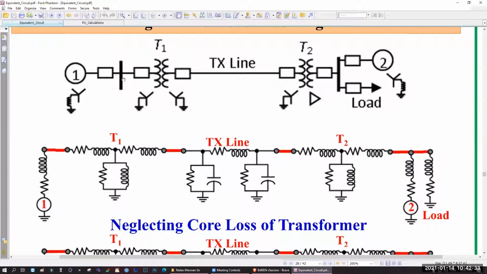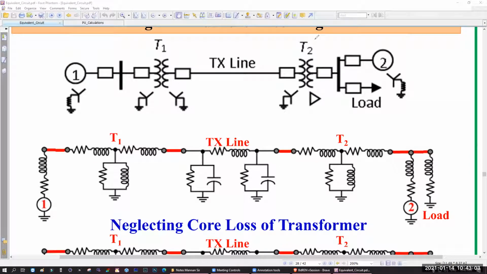This is called a one line diagram. Remember this, one line diagram. Sometimes it is called OLD, one line diagram, or sometimes it is called single line diagram. This diagram is called one line diagram or single line diagram, one, O-N-E, one. That is one line, okay? So we have to convert this one line diagram to our equivalent circuit.